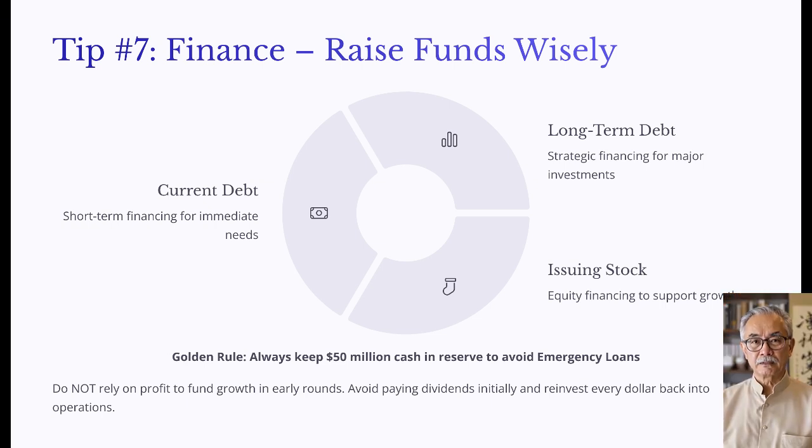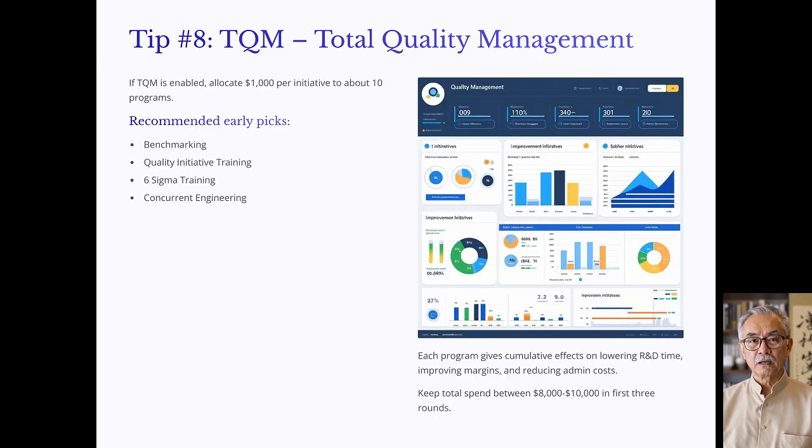Tip number 8. TQM, Total Quality Management Initiatives. If TQM is enabled, allocate $1,000 per initiative to about 10 programs, recommended early picks: benchmarking, quality initiative training, Six Sigma training, concurrent engineering. Each program gives cumulative effects on lowering R&D time, improving margins, and reducing admin costs. You can customize slightly, but keep your total spend between $8,000 to $10,000 in the first 3 rounds.